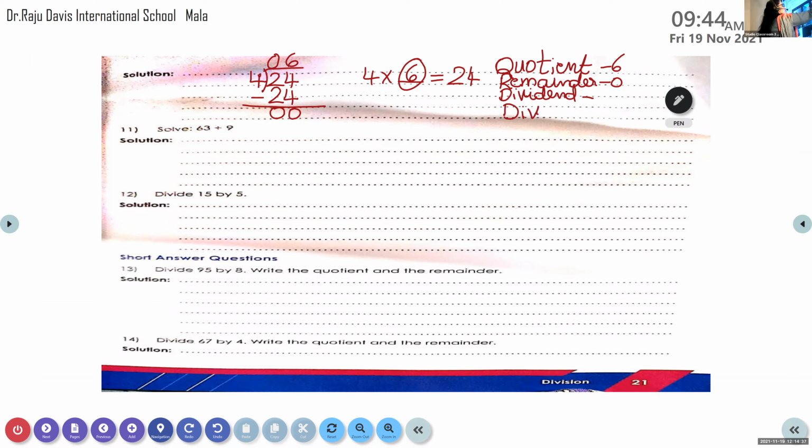Dividend and divisor are to be written. Two numbers are left now, 24 and 4. Which is the dividend, Mayuga? Dividend is the first number, isn't it? It will be the biggest one, which is to be divided, which is to be shared. 24 is the biggest one, isn't it? So 24 is the dividend. Then what will be the divisor? Yes, divisor is 4.